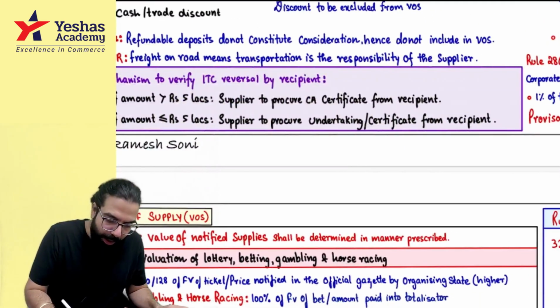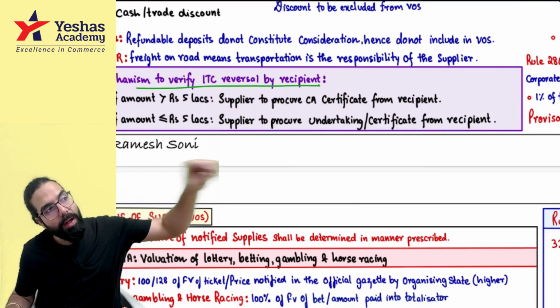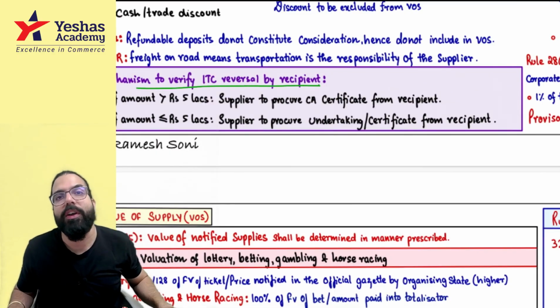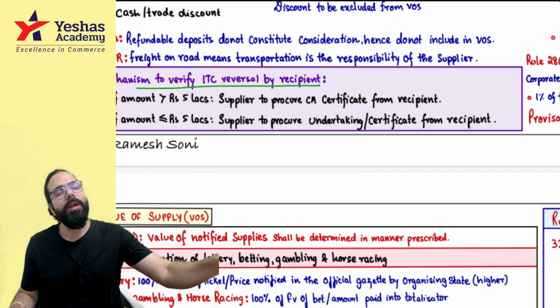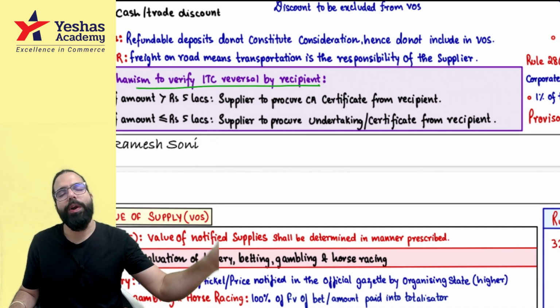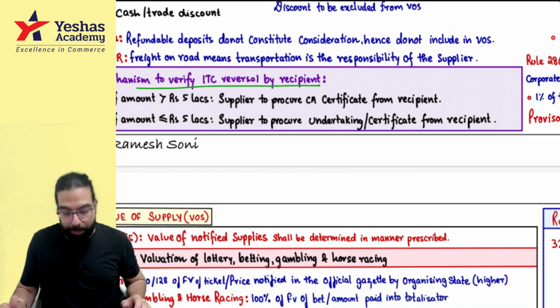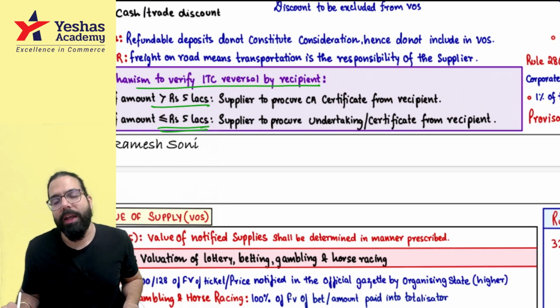This circular which was there relating to the mechanism to verify ITC reversal, whether my recipient has reversed the credit or not. For that, the government had told that the recipient has to give a CA certificate if the amount is more than 5 lakh rupees, and if the amount is less than or equal to 5 lakh, an undertaking has to be given.